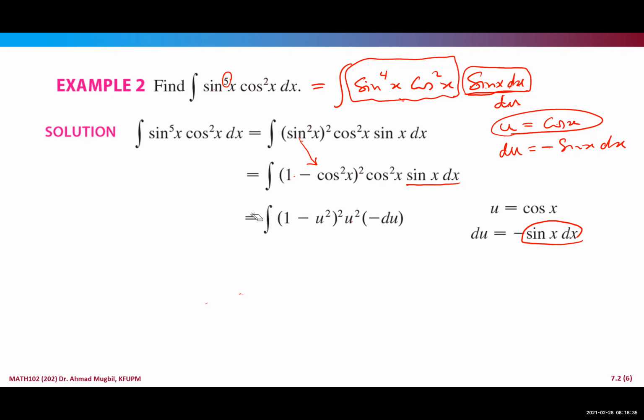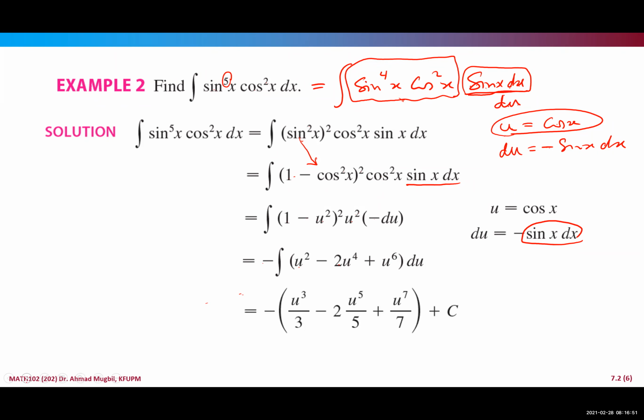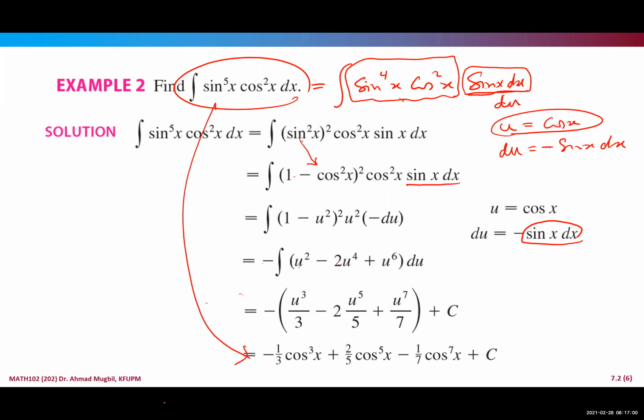Now it is a matter of simplifying. This negative will go outside. This one will be expanded. It will be 1 minus 2u squared plus u to the power 4. Then multiplied by u squared, you will have u squared minus 2u to the power 4 and so on. Now add 1 and divide by the new power. Now substitute back by cosine. This is the value of this integral. We have found this integral.